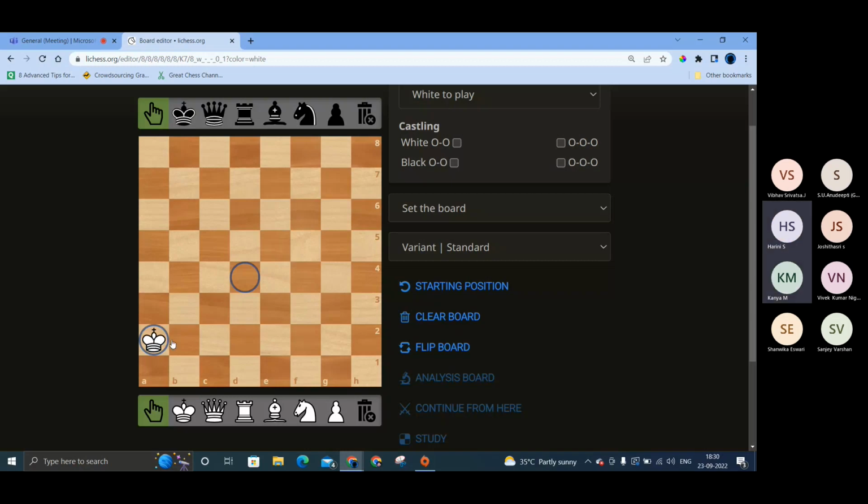B2. Okay, b2, then C3. Very good. Then D4. Yes. So it can take this move, and then reach here. Okay. So Vardhan, king is here on b8. I want to take this king here. So what would be the first move?